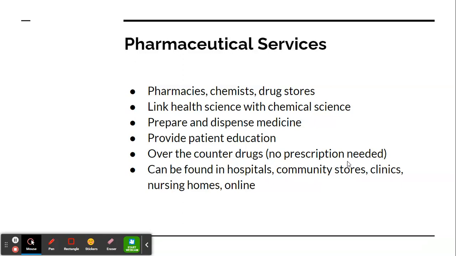Then the last thing we're going to talk about are pharmaceutical services. So we've all known some of these large drugstores or chains like Walgreens or CVS. We have Delta Pharmacy, which is a little bit of a local chain here in Moncks Corner. They help link our health science with our chemical science. They make and dispense medication and provide patient education.